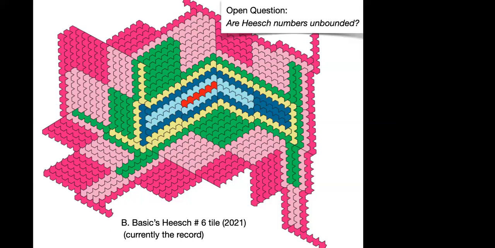So here we have this question, which is: are Heesch numbers unbounded? You can't see it, it's covered up, but this is Heesch number 6, meaning that it has 6 concentric rings around it. And this is the world record as of 2021. So we might ask, are they unbounded? For any n, is there a tile that you can surround with at least n rings, but you cannot complete to a tiling? And that's an open question.